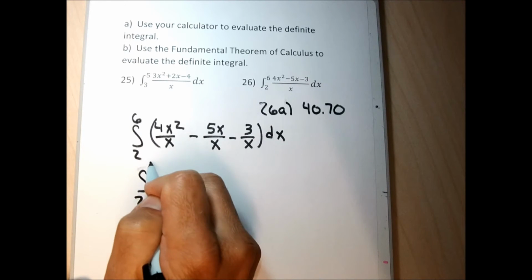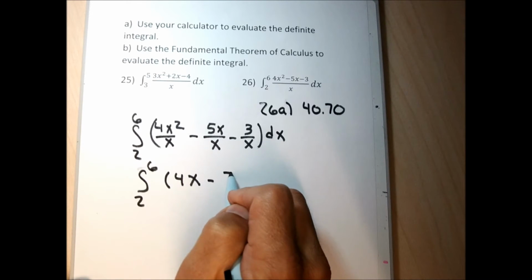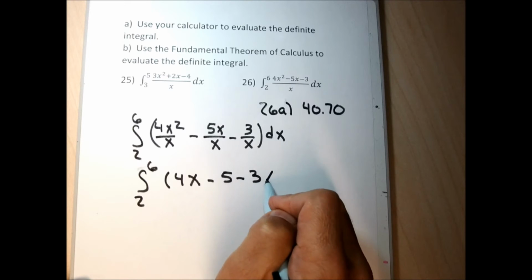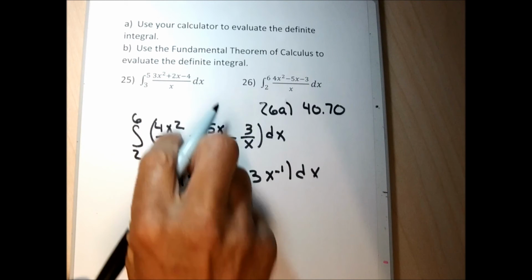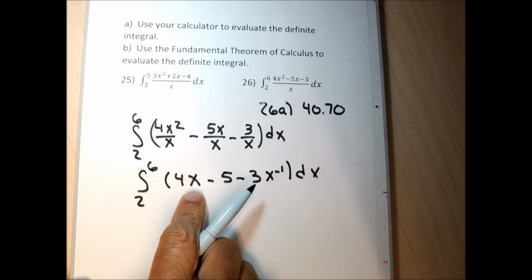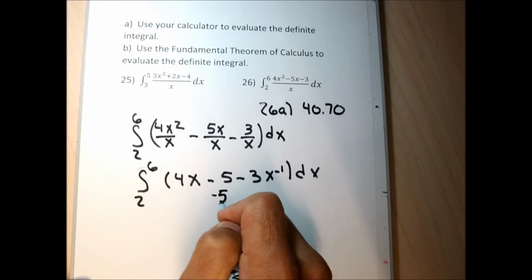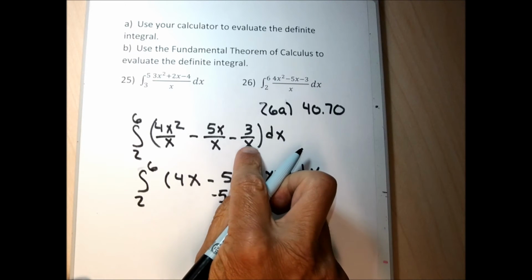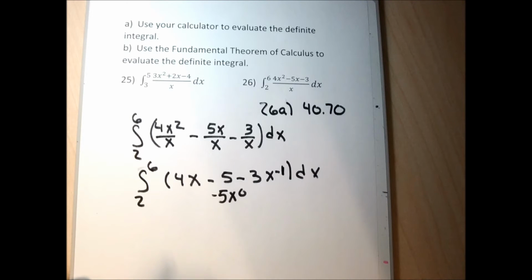I can keep writing the 2 and the 6 because I'm not doing the U substitution. 4x squared over x, the x's cancel, you're left with a 4x. 5x over x, the x's cancel, you're left with a 5. It's really minus 5x to the 0. And the minus 3 over x, I move the x up to the numerator and get a negative 1 exponent.